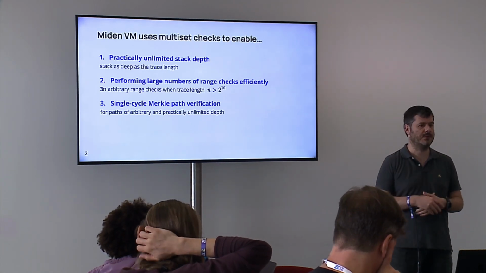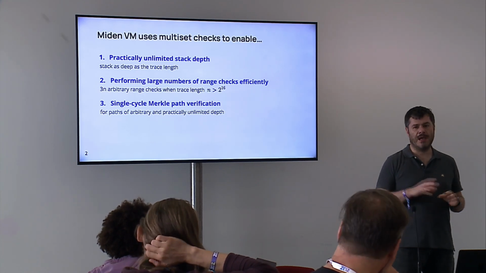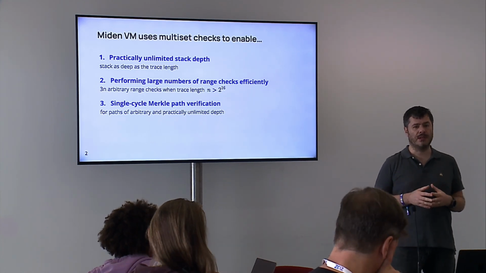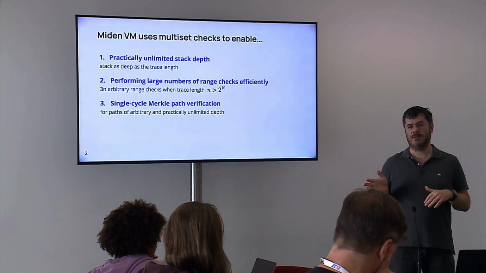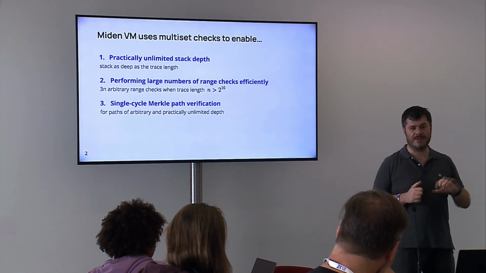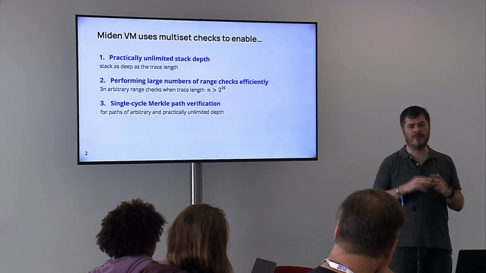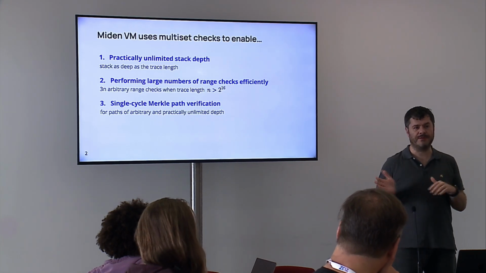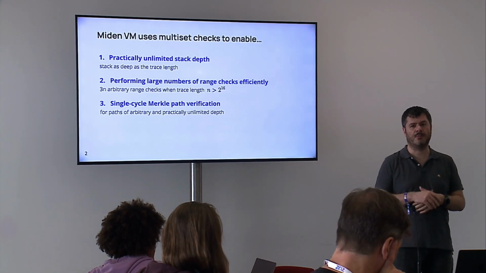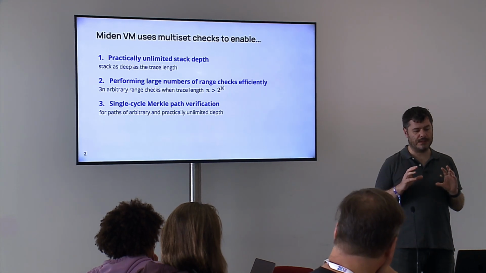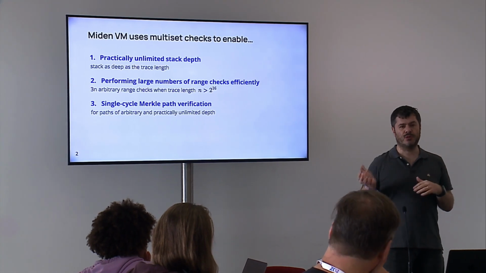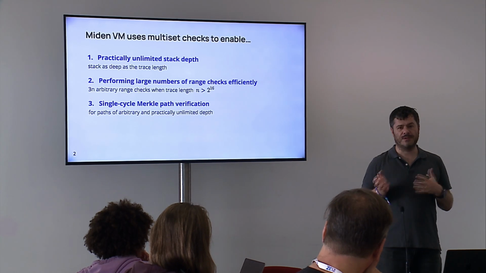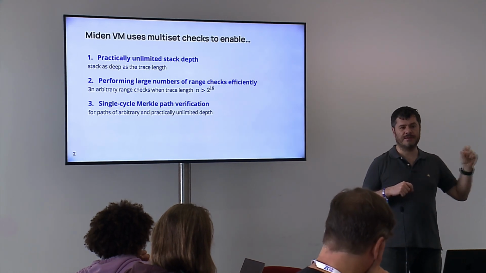They're used in other projects as well, very extensively. I would say multi-set checks is probably one of the biggest, if not the biggest, innovations in the STARK protocol since the original STARK, because they allow you to do things that you were not able to do previously with a basic STARK protocol, and this basically allows you to express non-local constraints. Without multi-set checks, constraints in STARKs are fairly local.